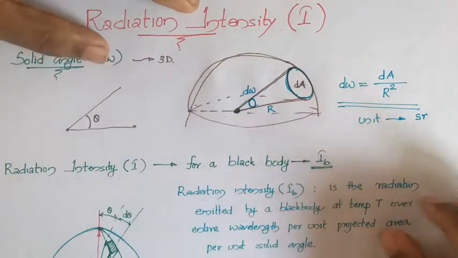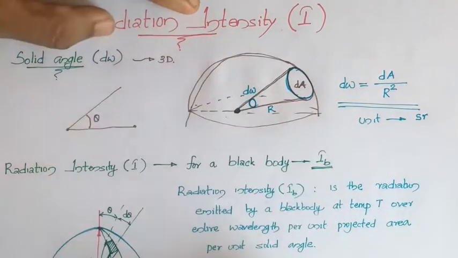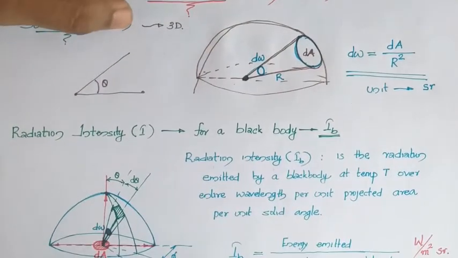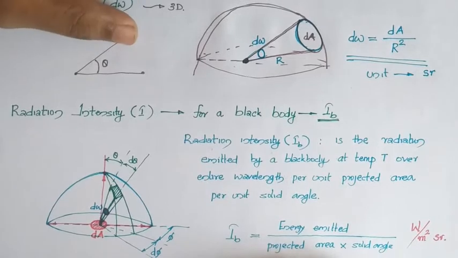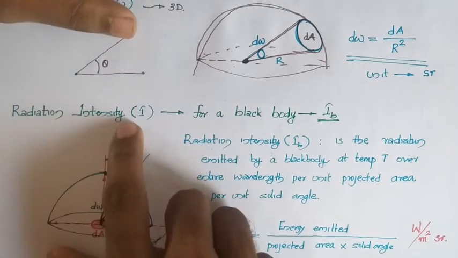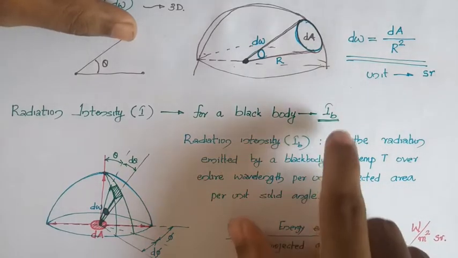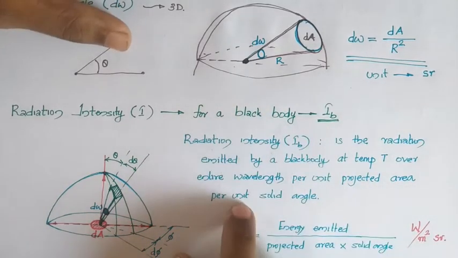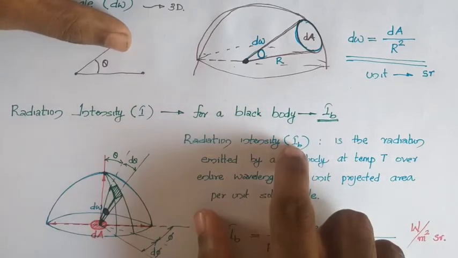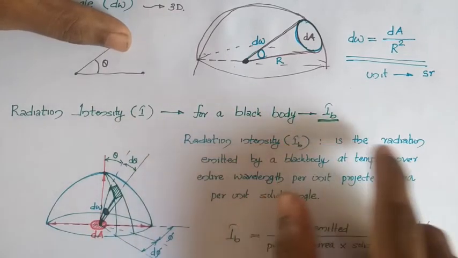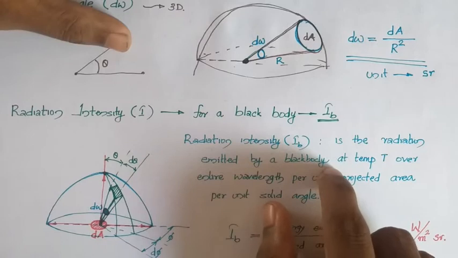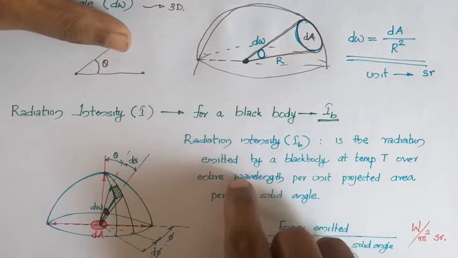So with respect to the solid angle, we will be measuring the radiation intensity. If you have an emissive power, you can measure radiation intensity. Radiation intensity is represented by capital I. If you are considering a black body, it will become I suffix B. For the analysis, you will be taking a black body, for which you will be defining this radiation intensity. So it is the radiation emitted by a black body at a temperature over the entire wavelength.